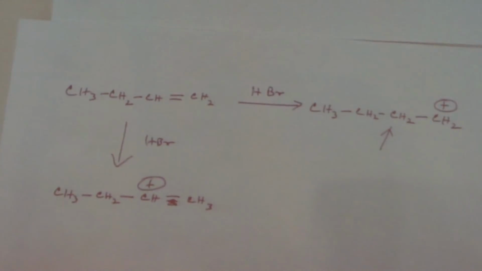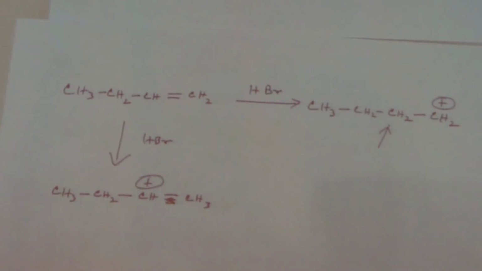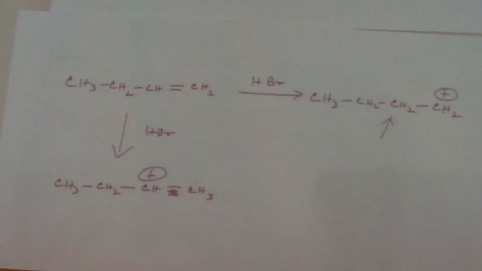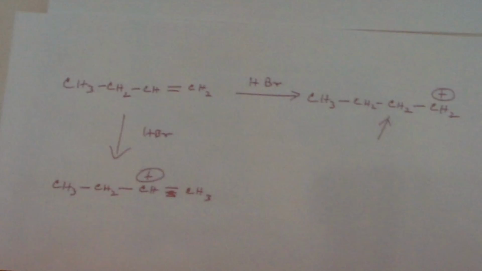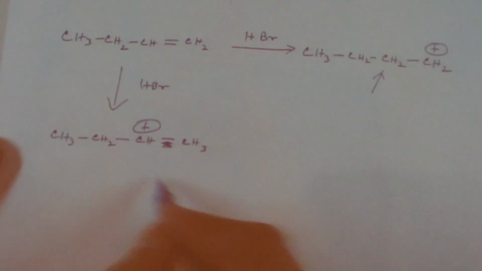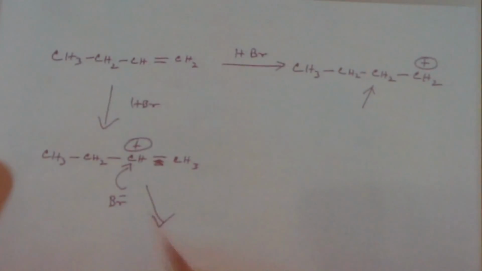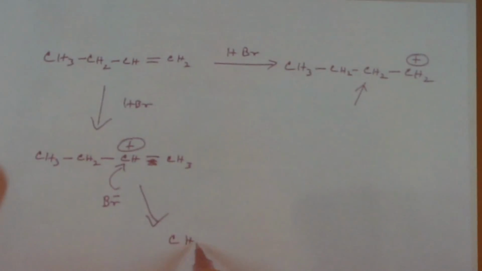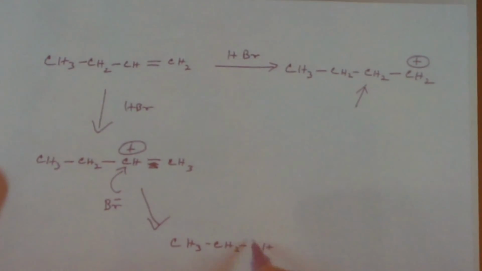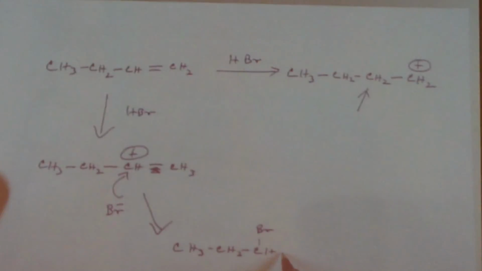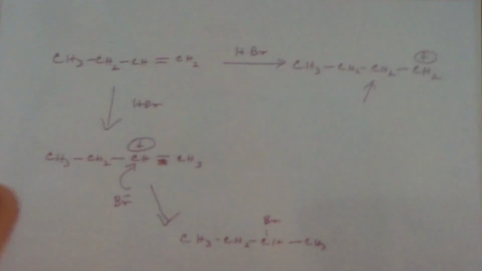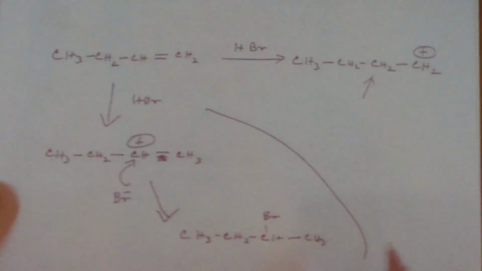Now tell me which one is a more stable carbocation. This one or this one? The second one is a more stable cation. Therefore, there is a preference of forming this cation, which can then undergo the attack by Br minus and form the product that we already have seen is formed in excess. So that's the mechanism. This is the predominant pathway.